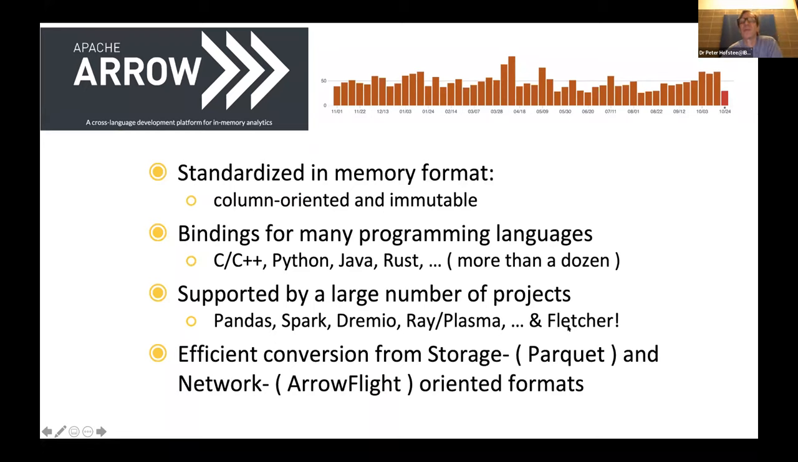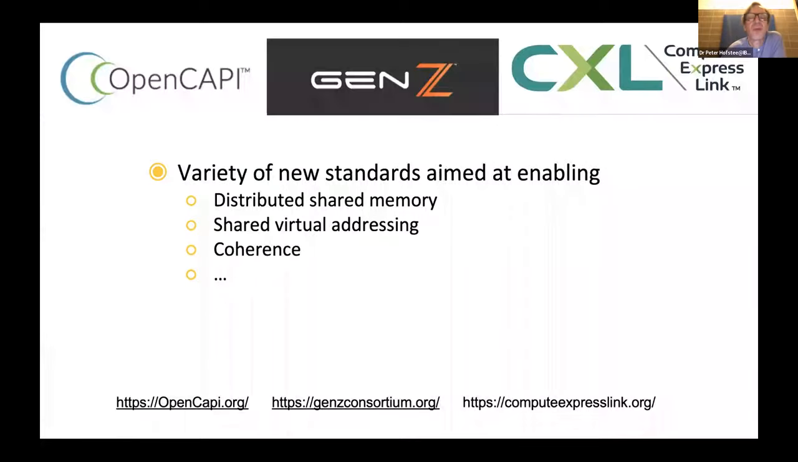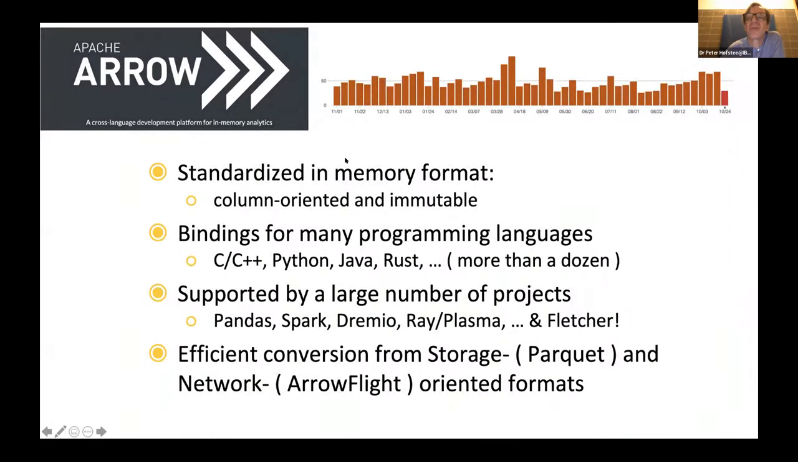Fletcher, which is a project from Delft University, where I'm also affiliated with the group, takes Apache Arrow data and brings it into FPGAs for FPGA kernels to operate on it, as well as a lot of frameworks being able to convert data into and out of Apache Arrow. There are also associated storage and network formats, Parquet for the file format, and Arrow Flight for an associated format on the network. So this is an example of how one might address the need to have data in a standardized format if you want to share in-memory data between different applications.